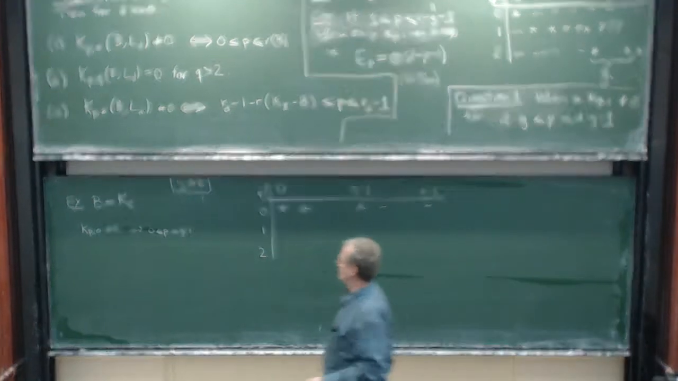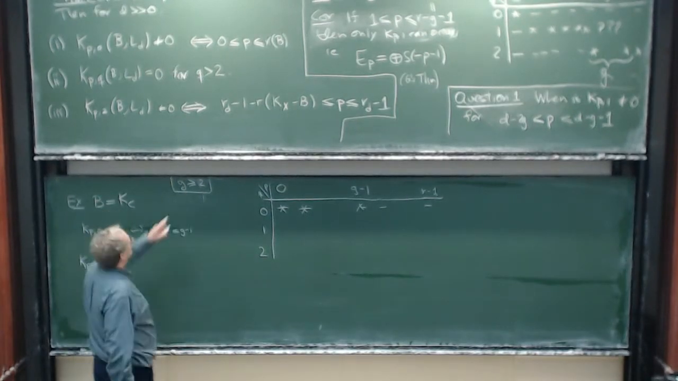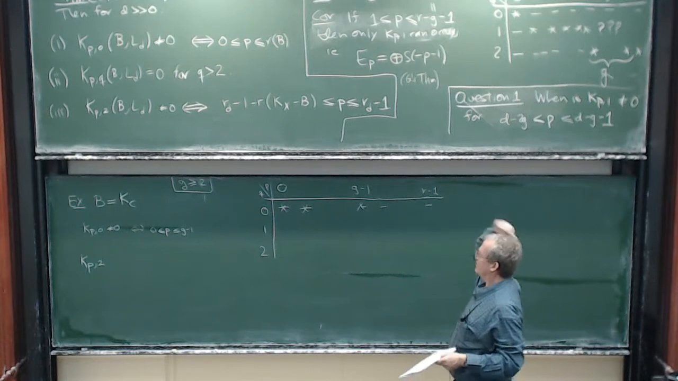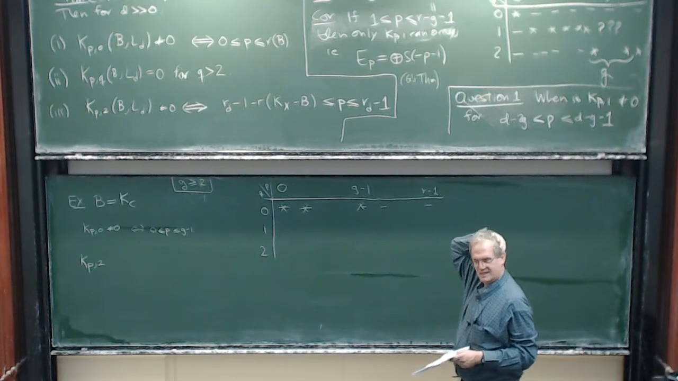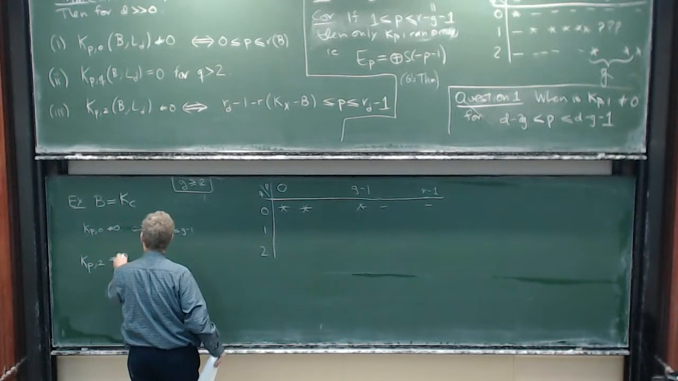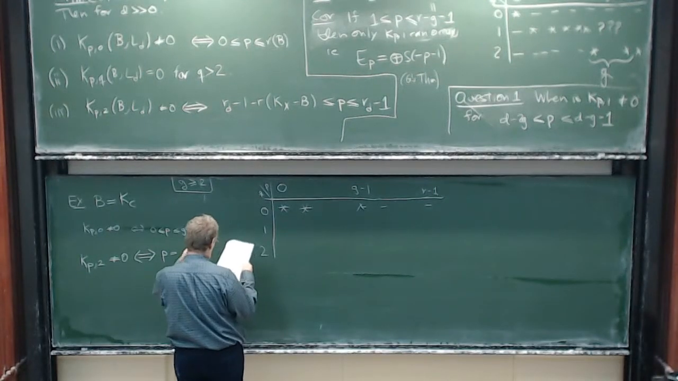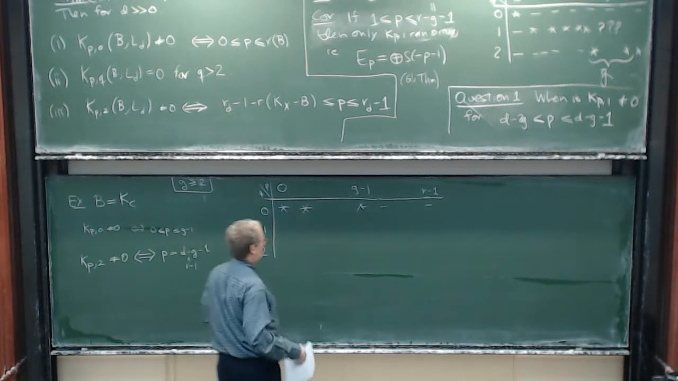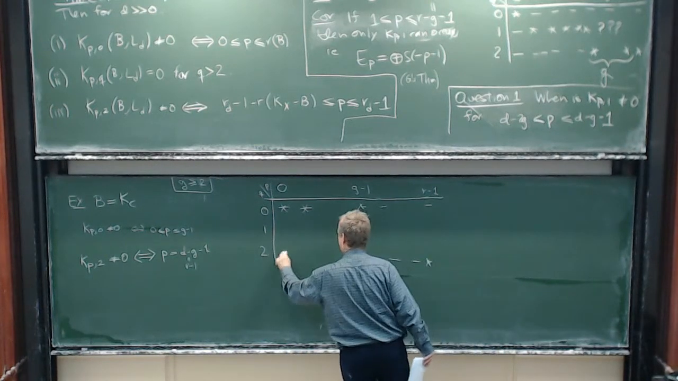What about K_{p,2}? B is canonical, so I get R sub D minus 1, and what is R of K minus B? K minus B is O, so R has projective dimension 0. So there's only one value for which this is non-zero, the last one: P equals D minus G minus 1. So I get one thing over here, and nothing else in the bottom row.